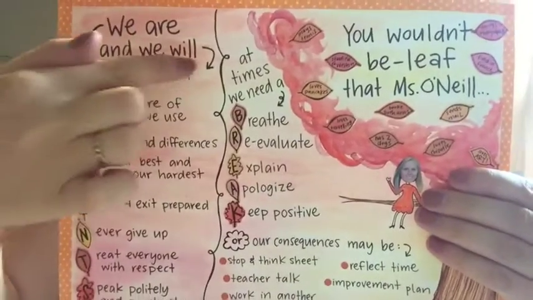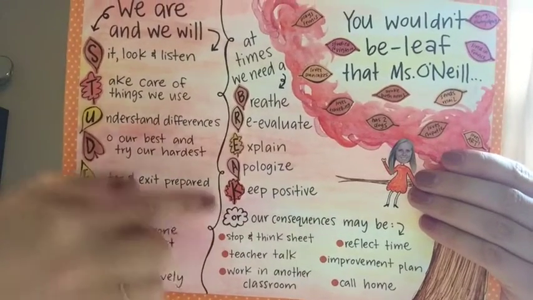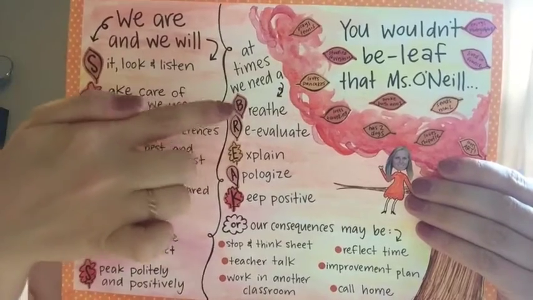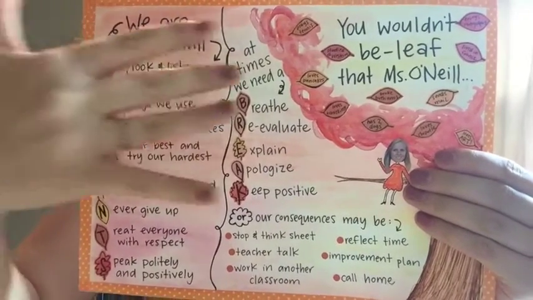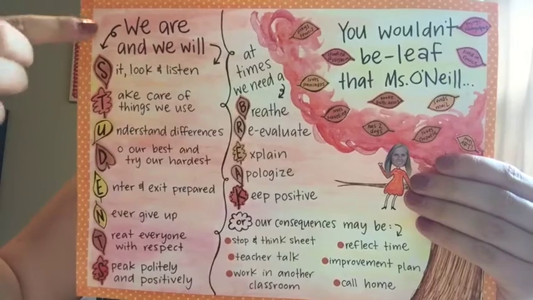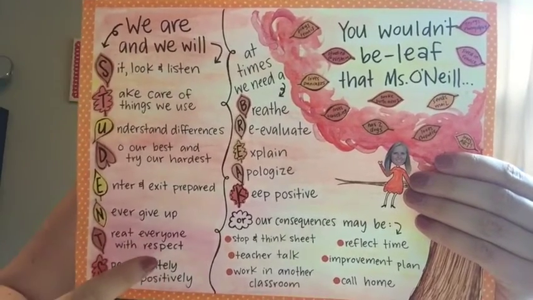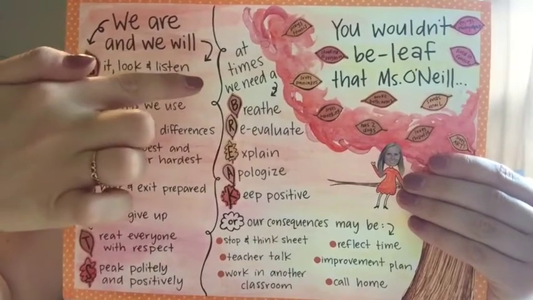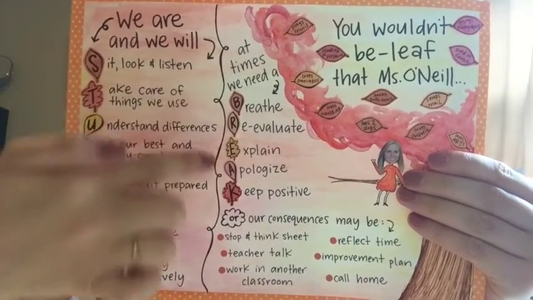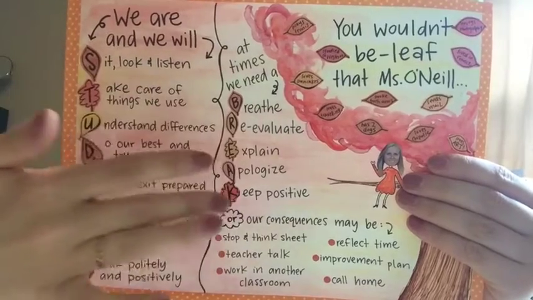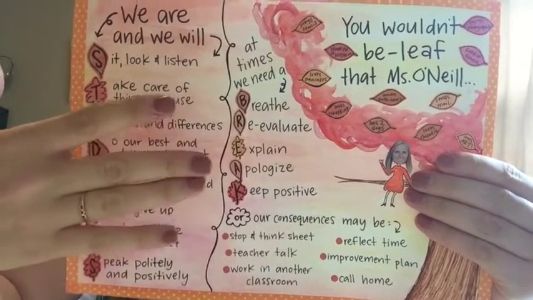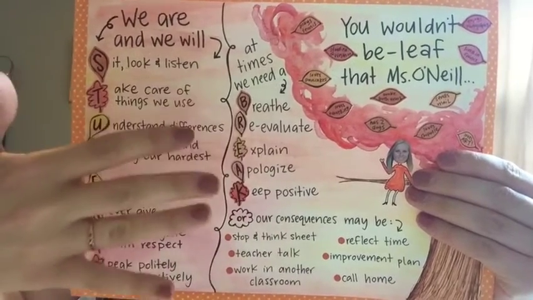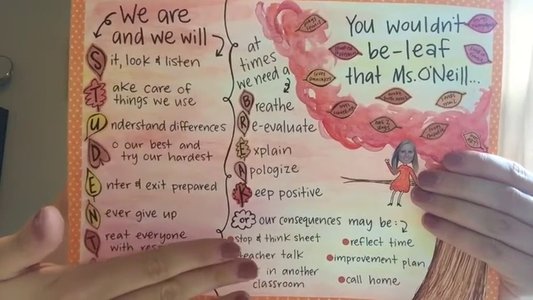Moving right along, the consequences are listed here, but just before the consequences, there's this little acronym that says break. Following along with how the board would look, it would say we are students and we will hopefully abide by all of the expectations. At times we need to take a break. This is a positive alternative to, not really alternative to, but just the step before we need to go to consequences.